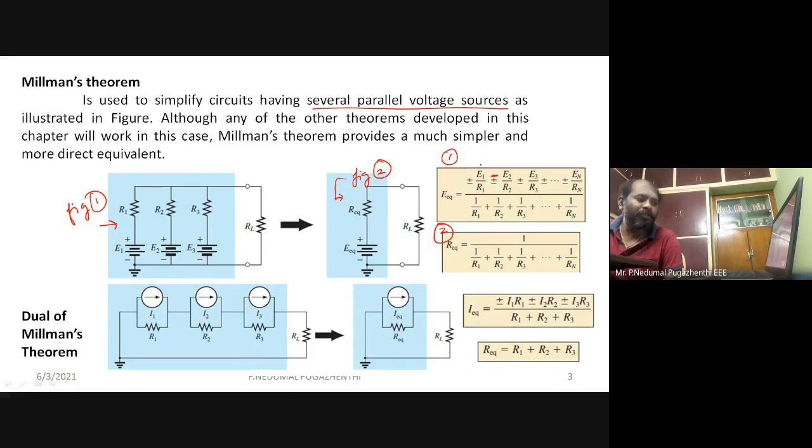Some literature gives this as E1 G1 plus or minus E2 G2 plus or minus E3 G3. G3 is equal to 1 by R3, the conductance in mho or Siemens. So instead of 1 by R1, 1 by R2, some textbooks put G1, G2, G3. E equivalent is E1 G1 plus or minus E2 G2 plus or minus E3 G3, and so on, divided by G1 plus G2 plus G3, and so on. Understand the concept behind it.